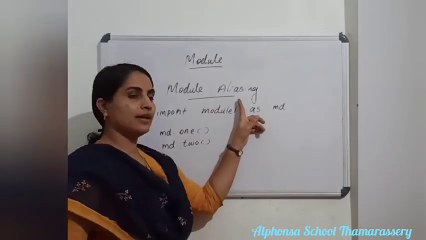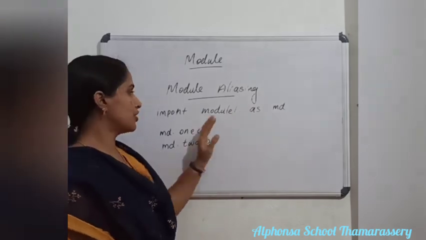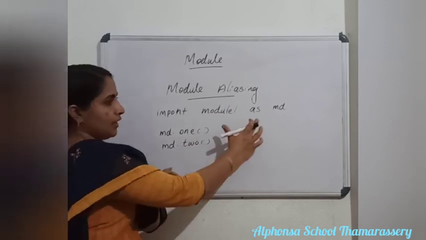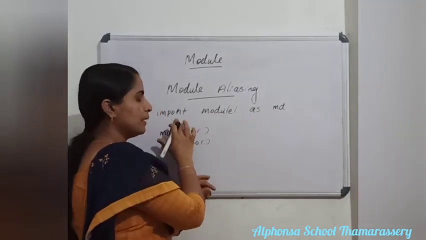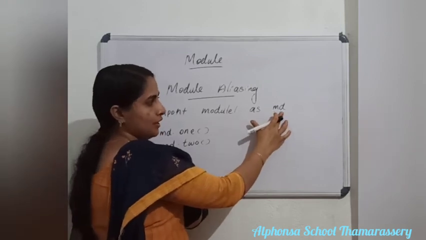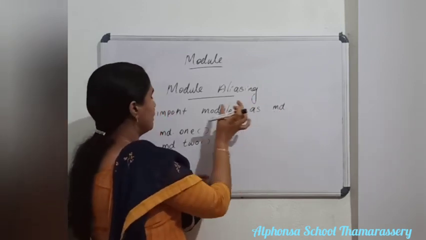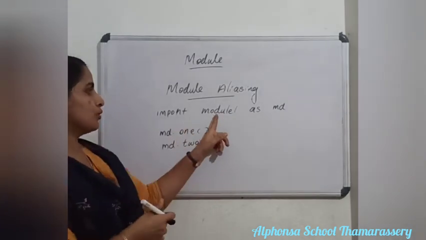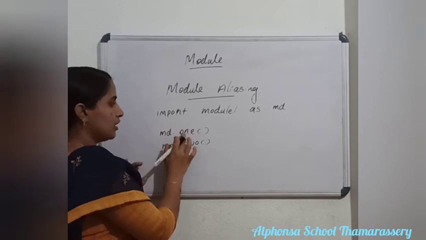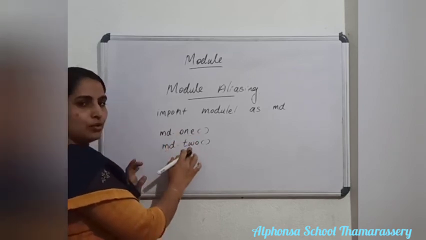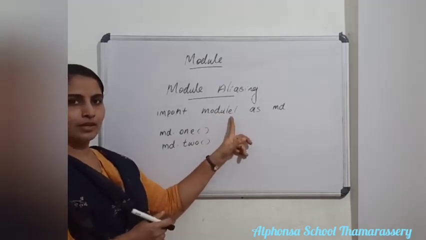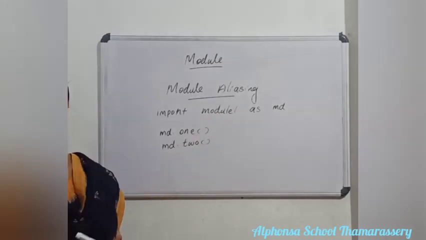Next is module aliasing. That means instead of writing the entire module name, you can specify an alias name at the time of importing: import module name as, then specify a shorthand name there. Then thereafter you need not use the module name. Instead of that you write md.1 and md.2 if these two functions are part of module 1. Clear? Let's experiment the same.